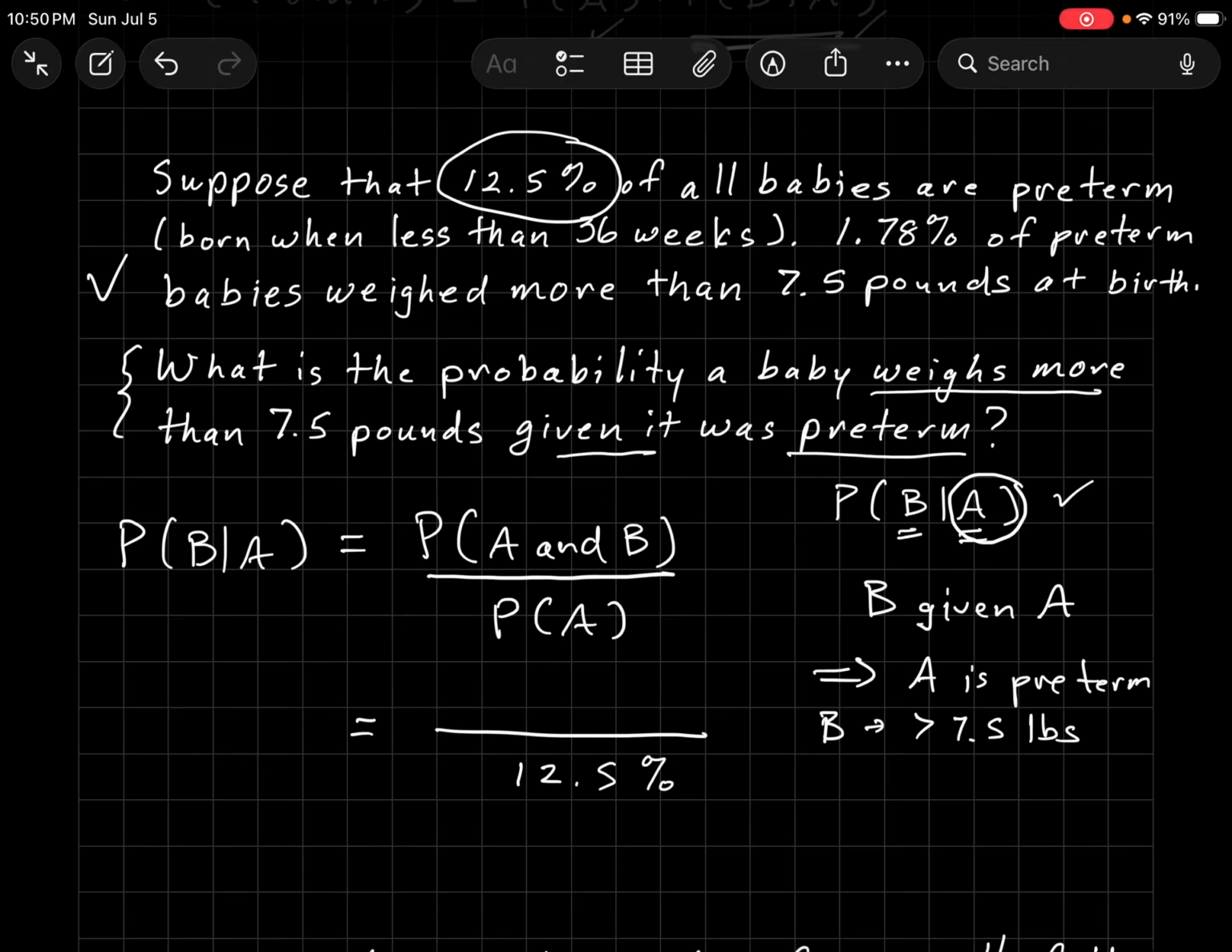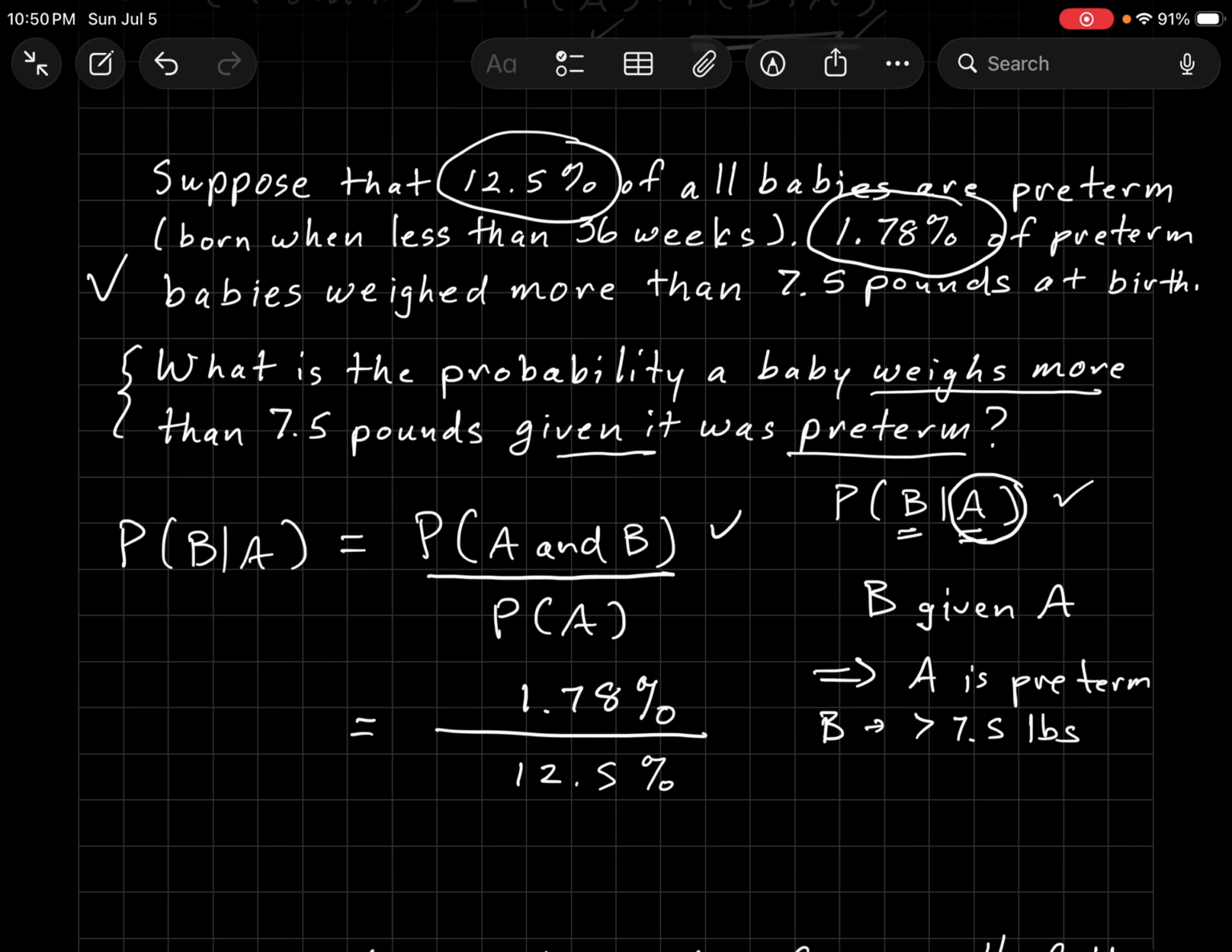On top, this is the probability of both A and B. And look right here, the 1.78% is preterm and weighed more than 7.5 pounds. Even though I didn't put the word "and" in there, we can see the 1.78% is talking about both things being true.